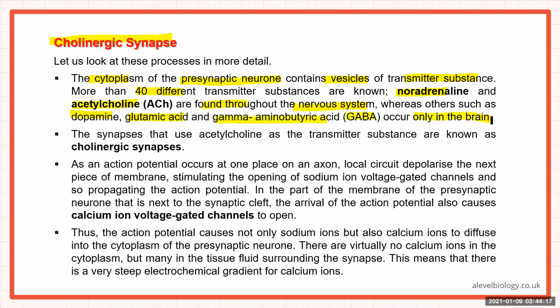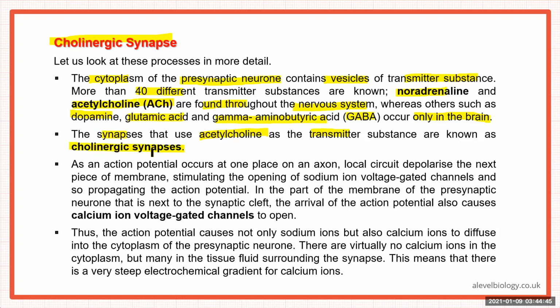So around 40 are known. These are just a few examples. And out of these, we are talking about acetylcholine. This is what we are going to talk about, and this is what will lead to the cholinergic synapse. The synapses that use acetylcholine as a transmitter are known as cholinergic synapses. Since the neurotransmitter involved in this case is acetylcholine, we will call them cholinergic synapses.